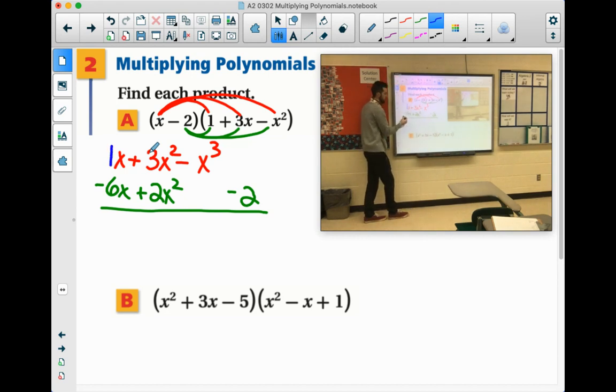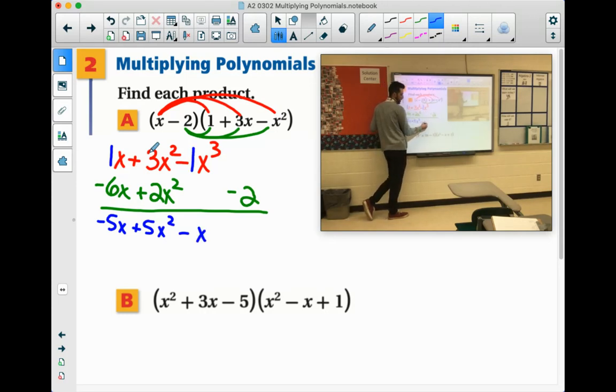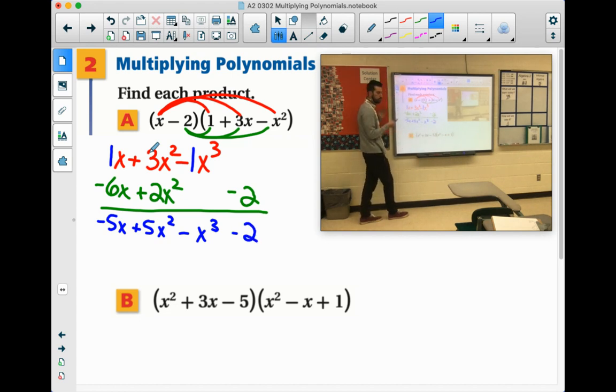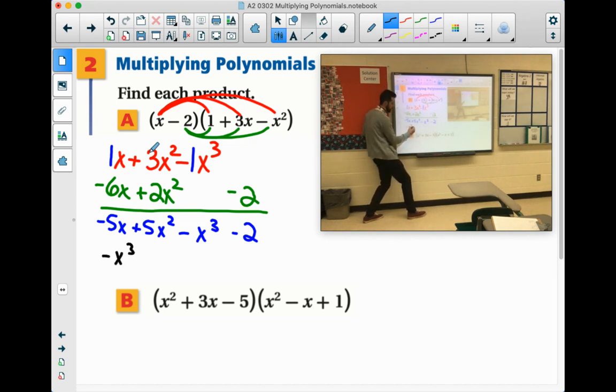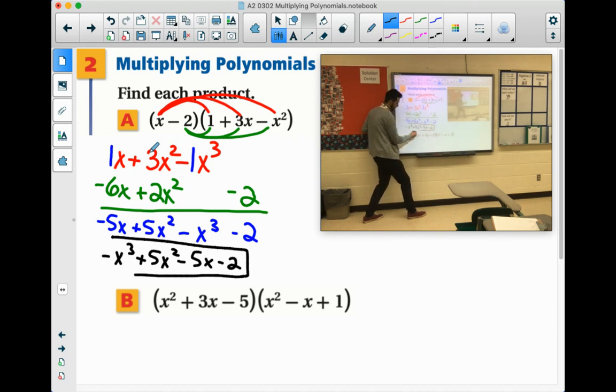So 1x minus 6x is -5x. 3x squared plus 2x squared is 5x squared. We just have the -x to the third, and we just have the -2. Now this is not in standard form, so we're going to reorder them. The highest exponent is this to the third power, so we'd have -x to the third plus 5x squared minus 5x minus 2. That would be our final answer there.